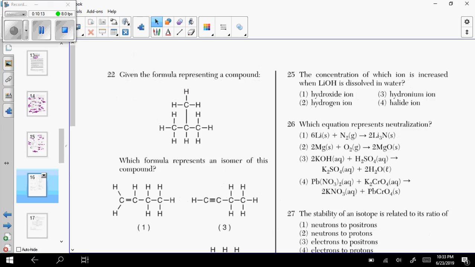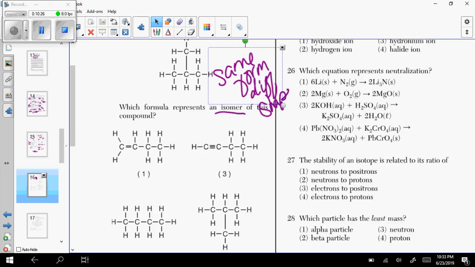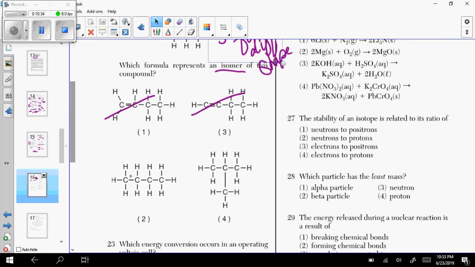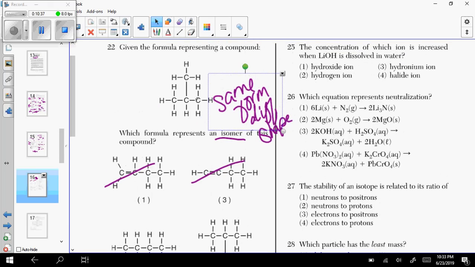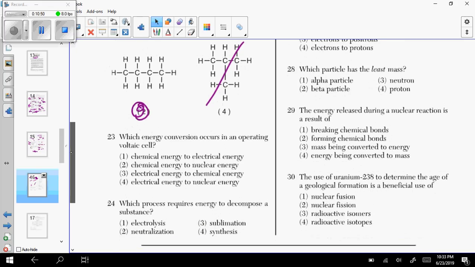Given the formula representing a compound, which formula represents an isomer of this compound? So an isomer means I need to have the same molecular formula, but a different shape. All right, so this one has a triple bond and this one has a double bond. So there's no way they can be isomers. They will not have the same formula. 1, 2, 3, C4, and then they're all single bonds, so I know it's double it plus 2, so that's going to be 10. So there it is. This one is exactly the same. You can't pick the exact same one. You have to have something different.